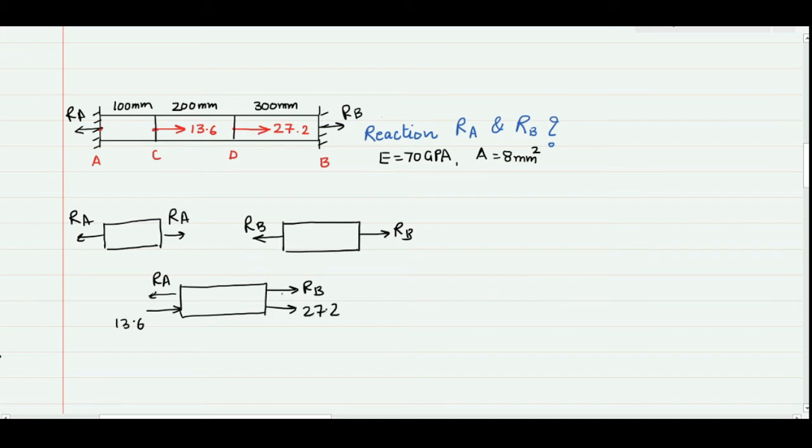These are the three free body diagrams, and from this second free body diagram, I can write that my RA minus 13.6 is going to be balanced by RB plus 27.2.